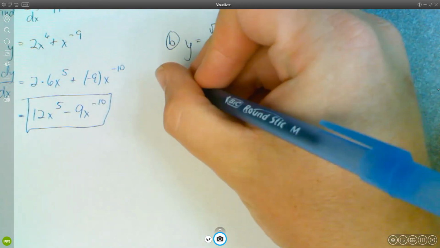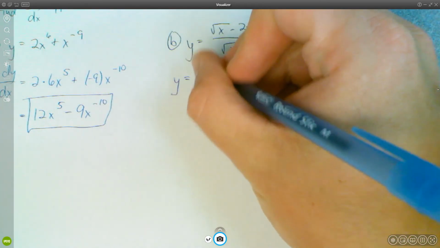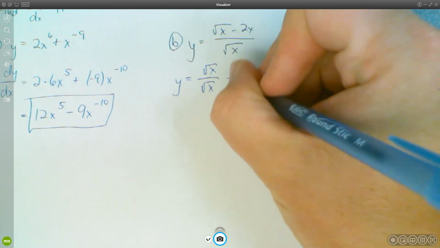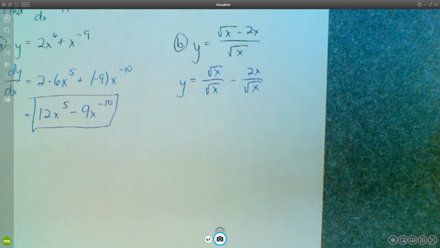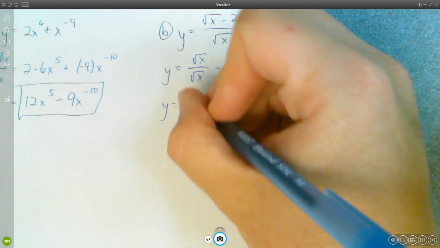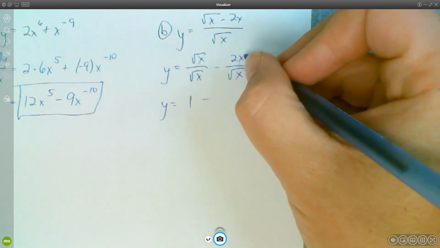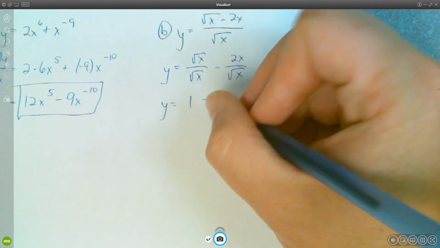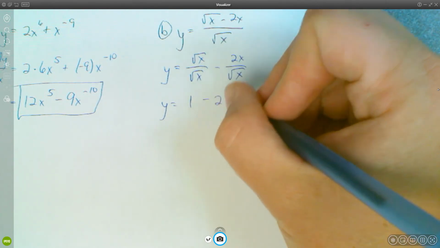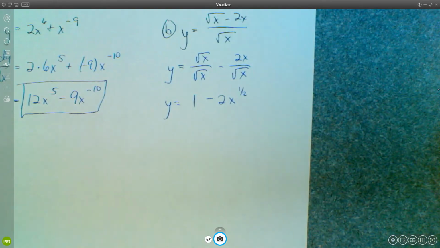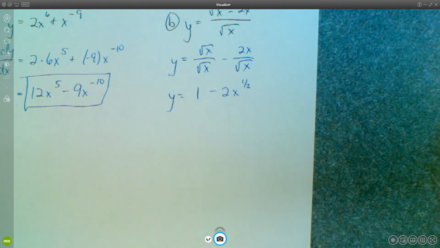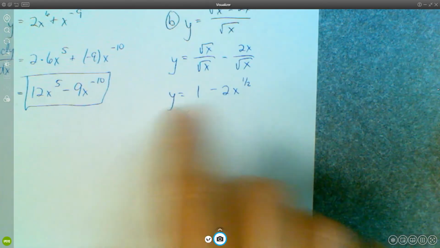Well, I can rewrite this as root x over root x minus 2x over root x. Okay? So that's 1 minus, this is x to the first divided by x to the 1/2. That's just going to be x to the 1/2, right? 1 minus 1/2 is 1/2. Okay, so that's just the original function.